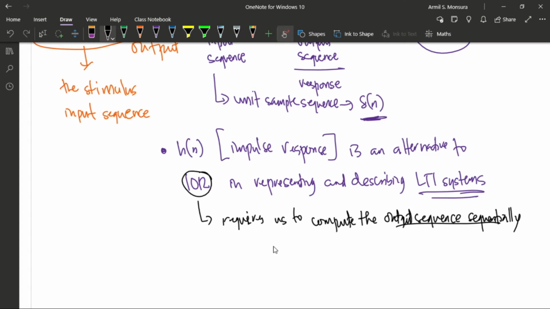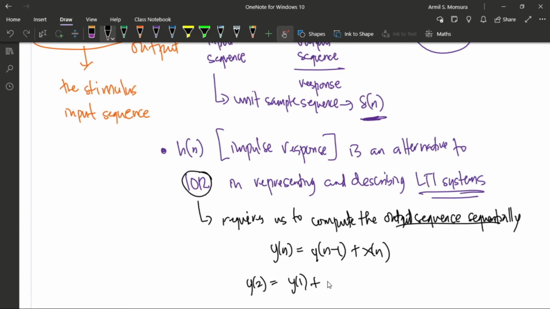Ang example niyan is, say for example, y of n equals y of n minus 1 plus x of n. Okay? Kailangan talaga nito sequential ang pag-compute natin ng y of n. Because you would not be able to proceed to, say for example, y of 2 without knowing y of 1. Okay? So, sequential talaga yan.